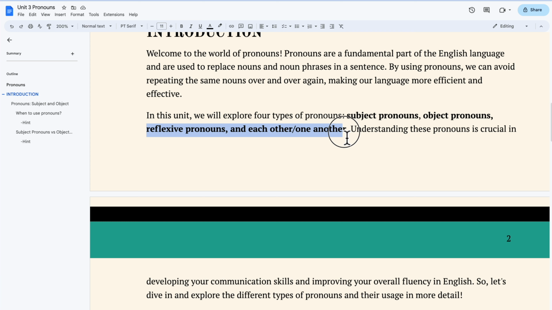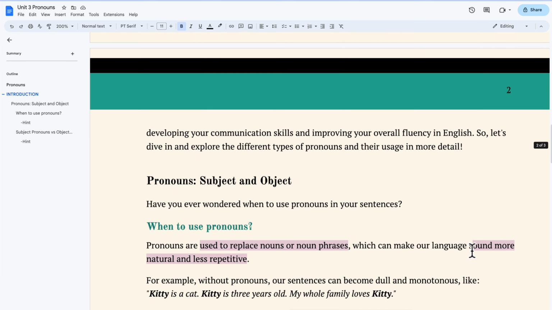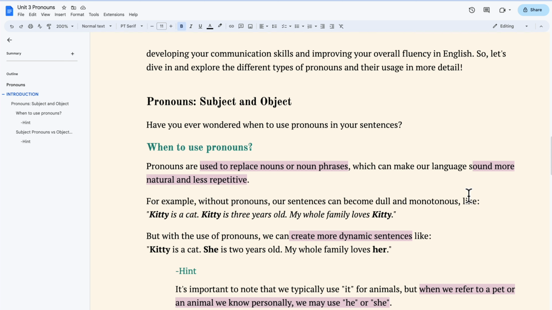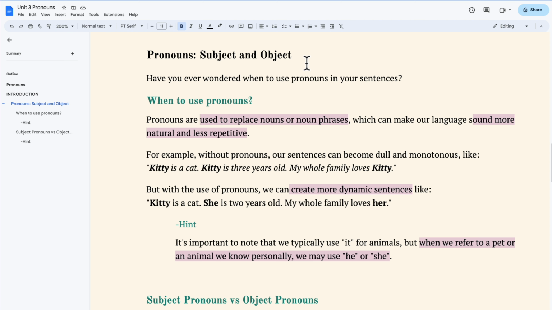Welcome to the exciting world of pronouns. In the English language, pronouns play a crucial role in making our language more efficient and effective by replacing repetitive nouns and noun phrases in sentences. This unit will cover the four main types of pronouns: subject pronouns, object pronouns, reflexive pronouns, and each other or one another. Gaining a thorough understanding of these pronouns is essential in improving your communication skills and achieving fluency in English. So let's dive in and explore the various types of pronouns and their usage in more detail.